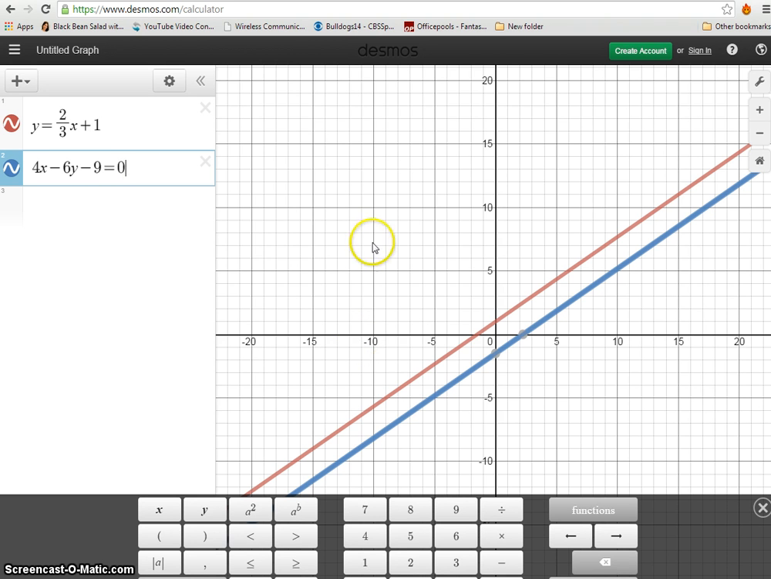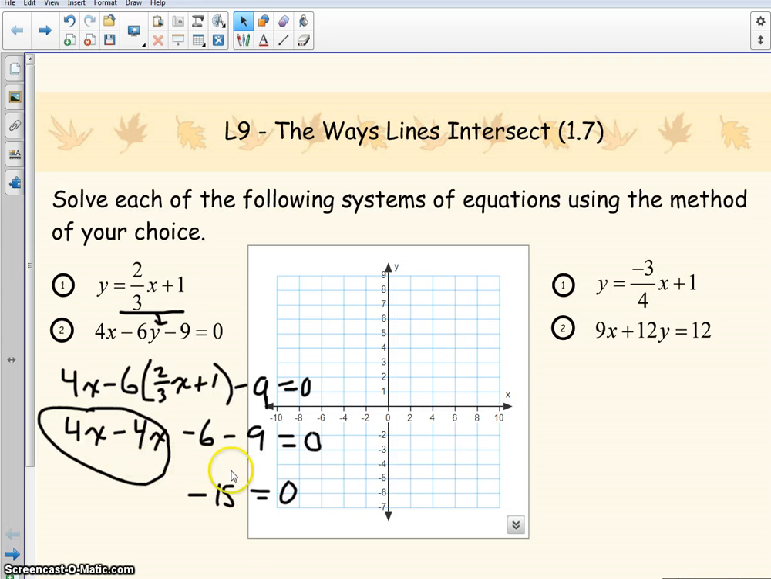So if you were to rearrange the second line here, try and put it in slope-intercept form, you'd wind up with another line that has a slope of 2 over 3. So you've got two parallel lines, and if you're trying to think about where these lines are going to intersect, obviously they won't. So going back to our original problem here, we wind up with an equation that makes absolutely no sense. There's no way negative 15 can equal 0. So you want to think about what's physically happening here. We have two lines that are parallel, so there actually is no solution to this linear system.